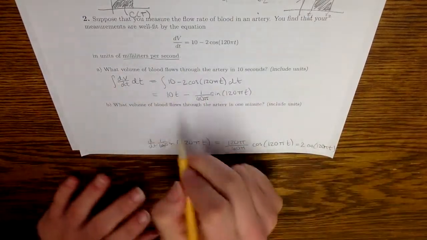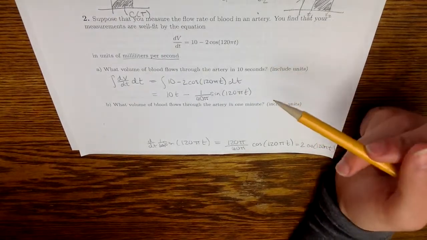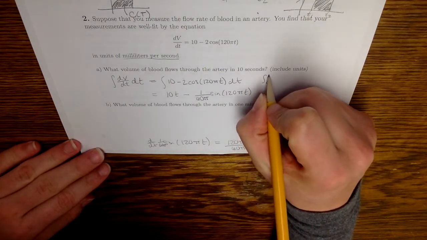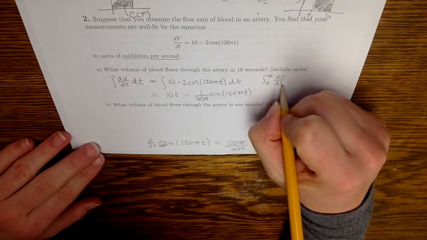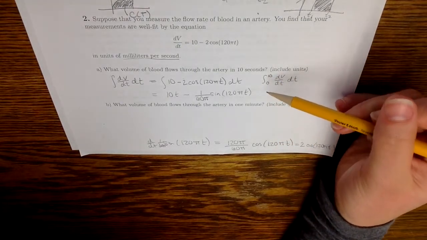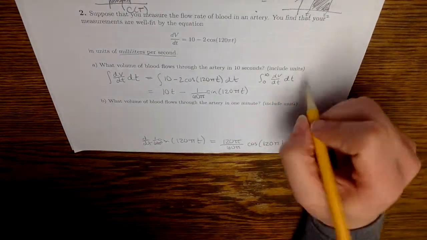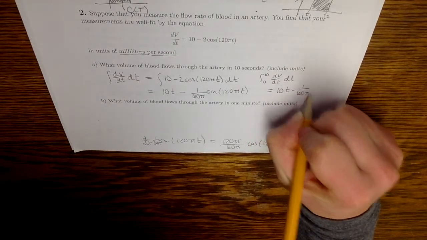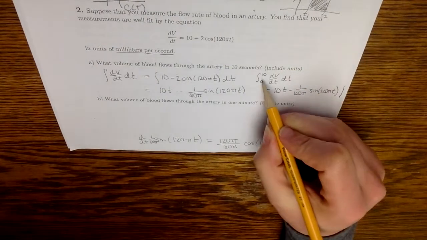Okay, now the question isn't just what volume of blood flows through the artery, period. It gives us some time interval that we should integrate over. So what we really want is the integral from 0 to 10 seconds of dV/dt with respect to t. And we could do this for a general time t also, which would be a good thing to practice. But let's just do it from 0 to 10 for now. So this is 10t minus 1 over 60 pi sine 120 pi t evaluated from 0 to 10.